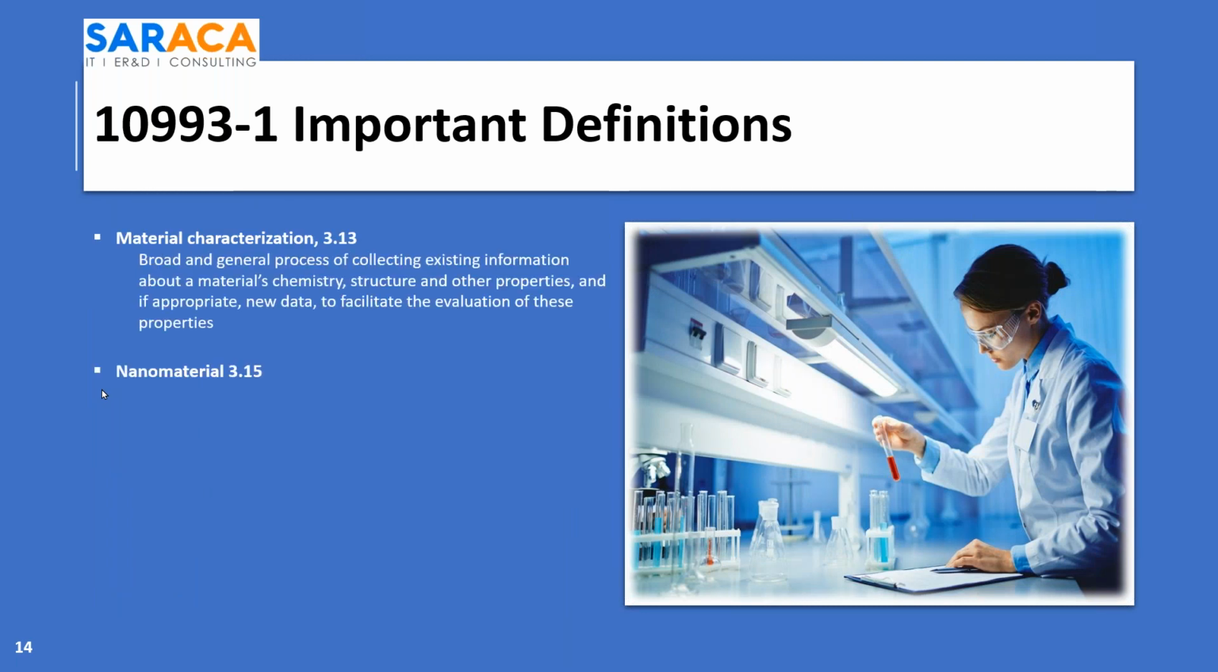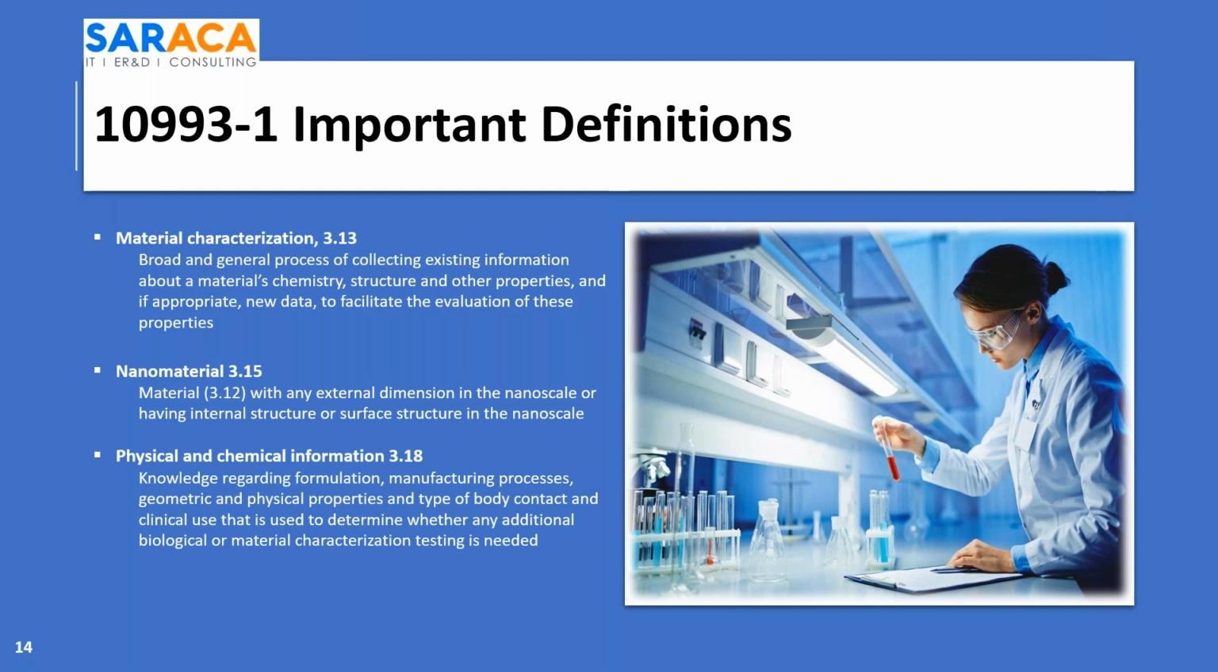Material characterization is a broad and general process of collecting existing information about a material's chemistry, structure, and other properties, and if appropriate, new data to facilitate the evaluation of these properties. And finally, nanomaterial: material with any external dimension in the nanoscale or having internal structure or surface structure in the nanoscale. Physical and chemical information: knowledge regarding formulation, manufacturing process, geometric and physical properties, and the type of body contact and clinical use that is used to determine whether additional biological or material characterization testing is needed.